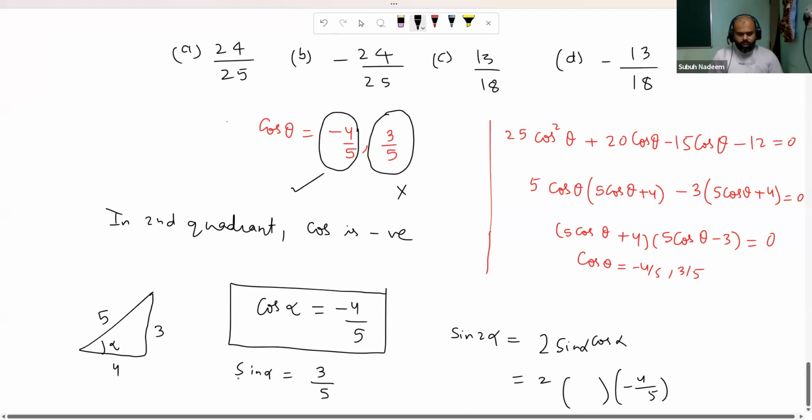Now what sign will you put outside? In the second quadrant, sine is positive. So you will take the positive sign. So it will be plus 3 by 5. So this will be minus 24 by 25. Correct answer, so option B. Is it okay for everyone? Yes, sir.